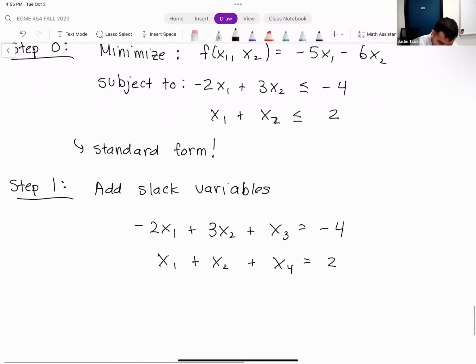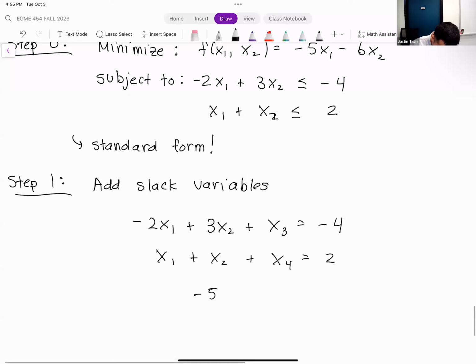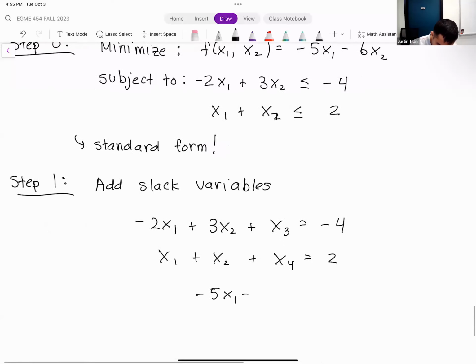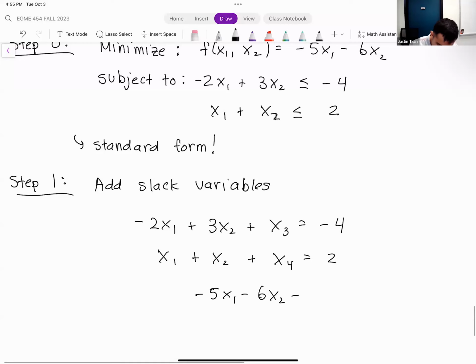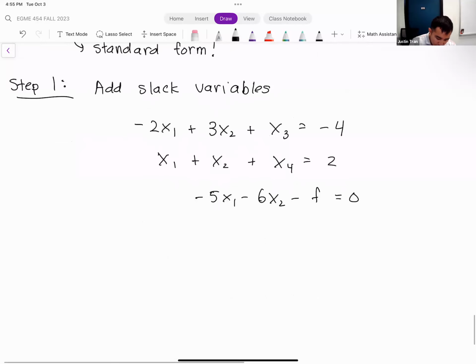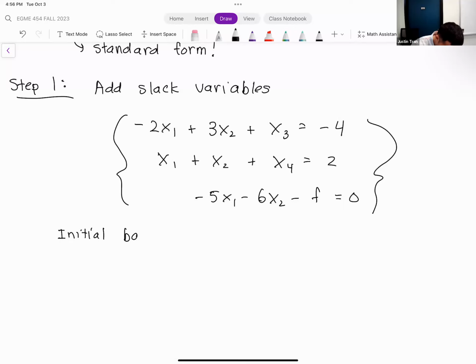Let's look at our objective function, minus 5x1 minus 6x2 minus f equals 0. And from this, we can go ahead and find our initial basic solution. So for our initial basic solution, we're going to set our original design variables, x1 and x2, to 0.